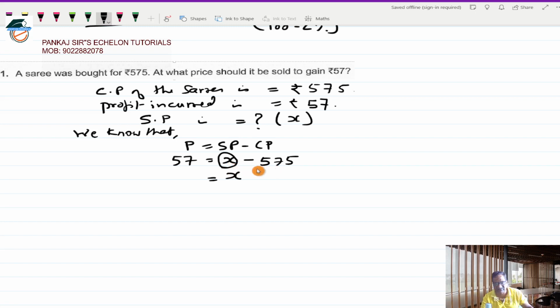Now you can see that along with x you have a minus 575 over here, so that we will take on the other side. The rule says that this 57 is already on the other side, so let me keep it there only. And this minus 575, I'll have to take on the left hand side. So this minus 575 will become plus 575. Now this you remember, this is known as transposition.